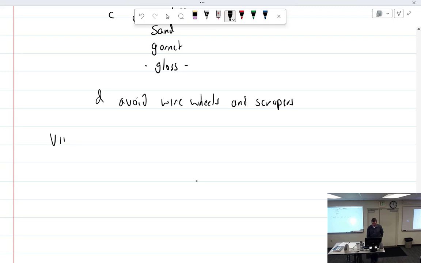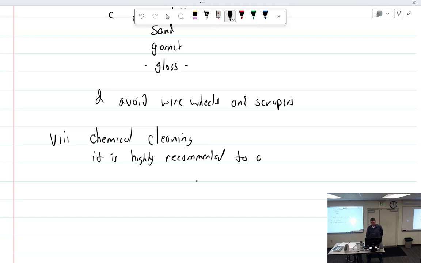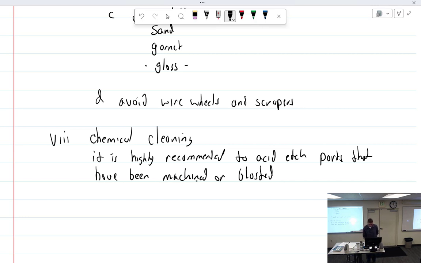And the last thing I have on here, chemical cleaning. Chemical cleaning is actually a good thing. So that is using an acid, so an acid wash. It's highly recommended. Acid etch parts that have been machined or blasted. All right, so those are our cleaning methods.